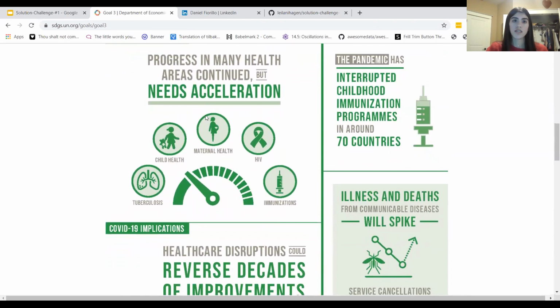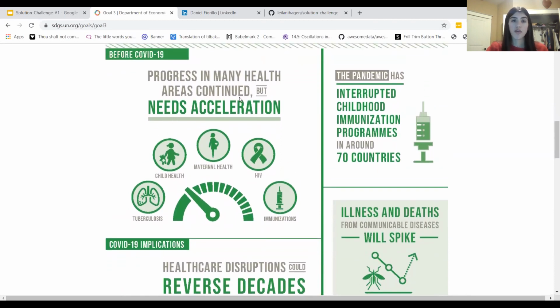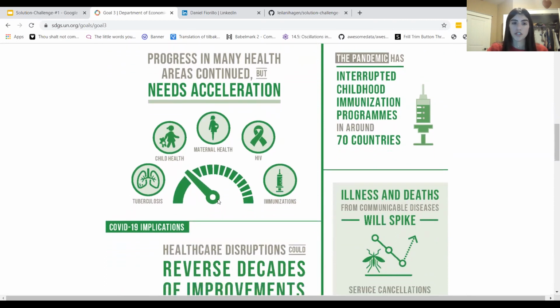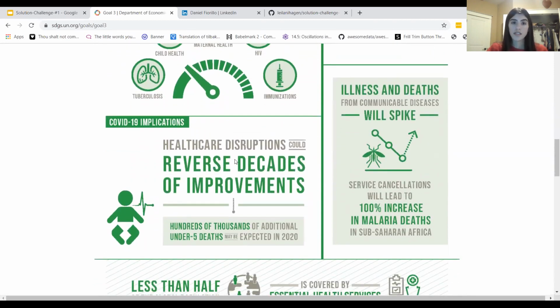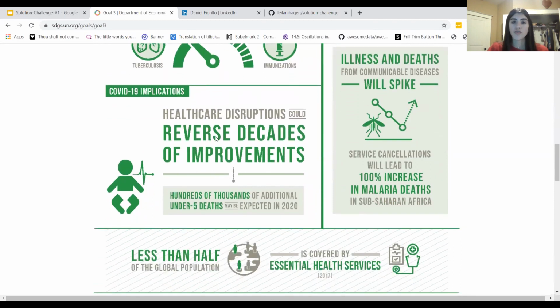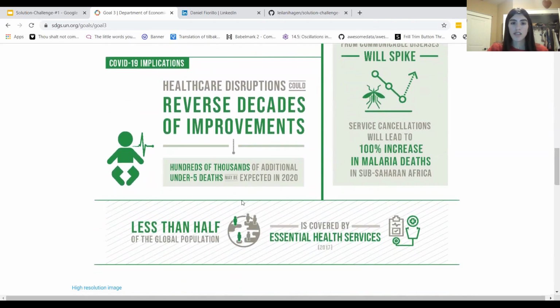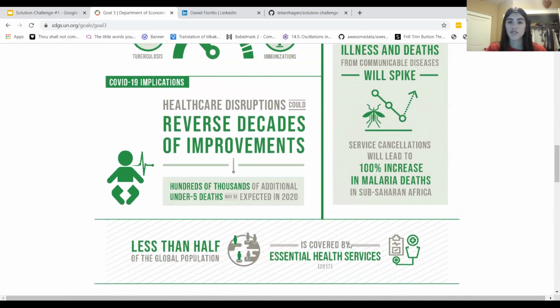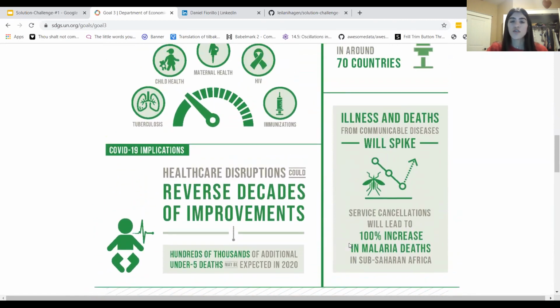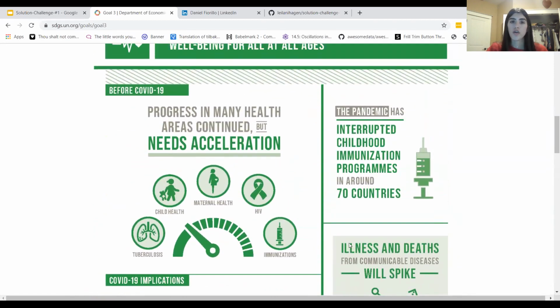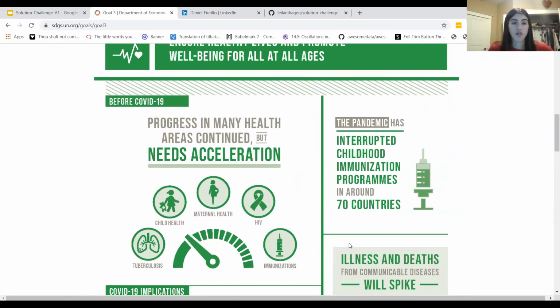So we see there's been progress in health areas, but it needs acceleration. And since COVID-19, healthcare disruptions could reverse decades of improvements. And we see down here, less than half of the global population is covered by essential health services. So this gives you a good picture of what the situation is like globally. But you might have to do more research for what needs are in your local community and in the US specifically.